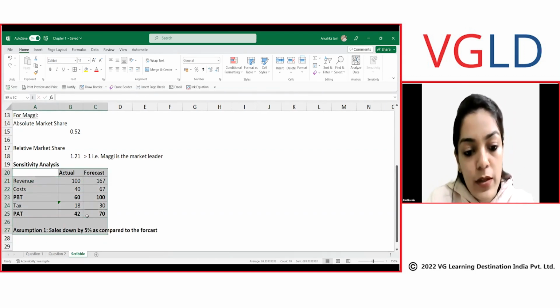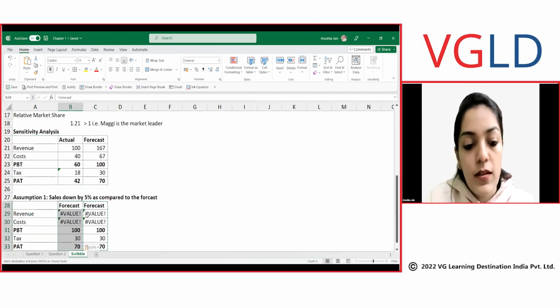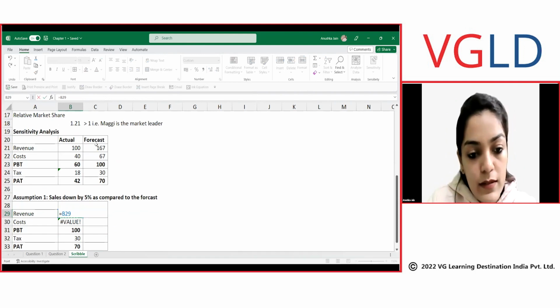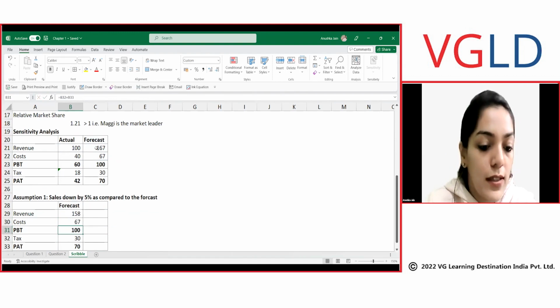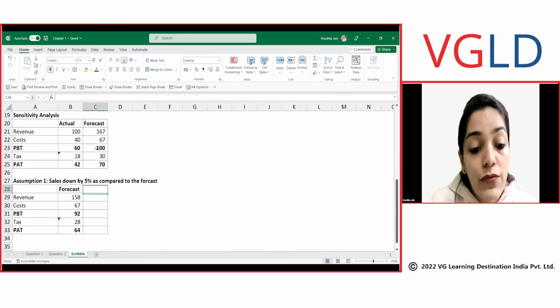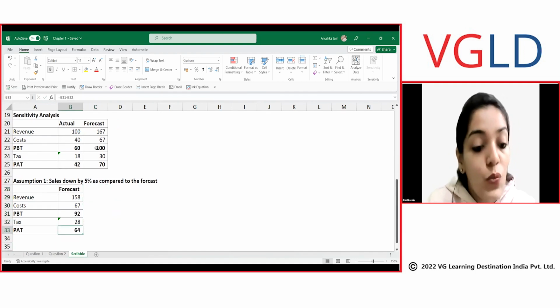So what will happen in that case? Let me just copy it so that I don't have to write the formula again. In that case, my sales would be into 0.95, right? Cost will be the same. Cost is not changing. It's just that the sales have fallen in comparison to the forecast. Rest, this is 158 minus 67. This is 30% tax and 92 minus 28. So my profits have fallen to 64.